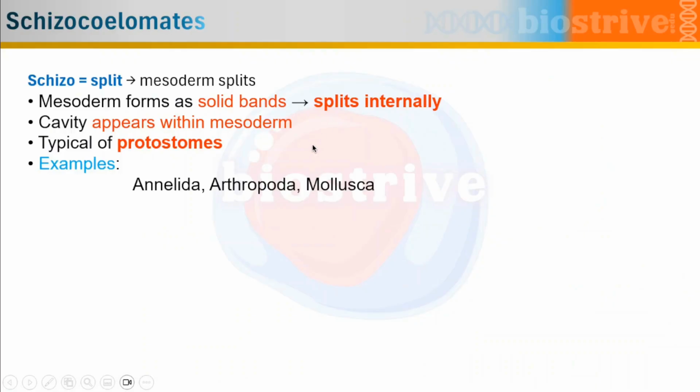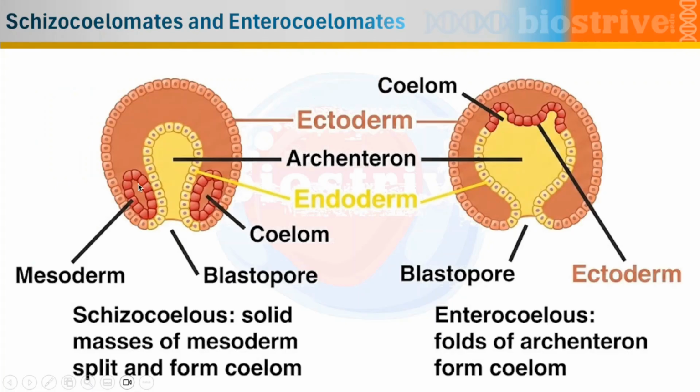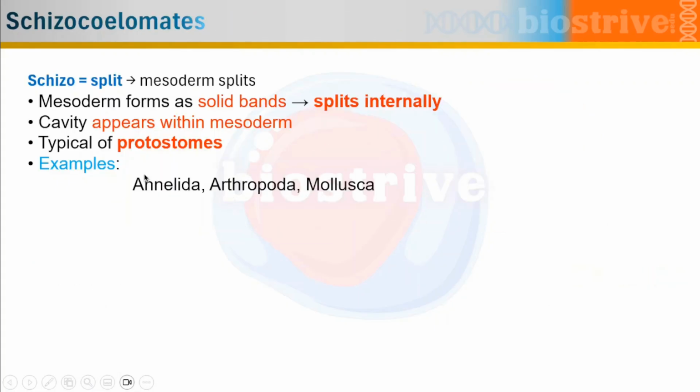So let's talk about schizocoelomates. The term schizo means split. So there is splitting of mesoderm which is occurring to form this coelom. Mesoderm is forming a solid band, and this solid band will split internally to form the coelom, and the cavity will appear within the mesoderm itself. So this is a typical feature of protostomes.